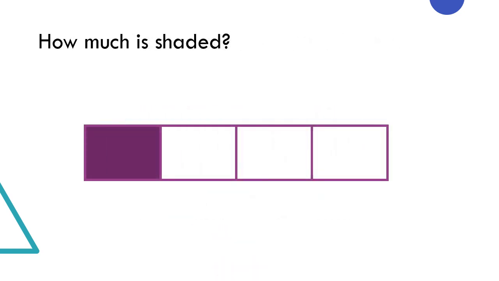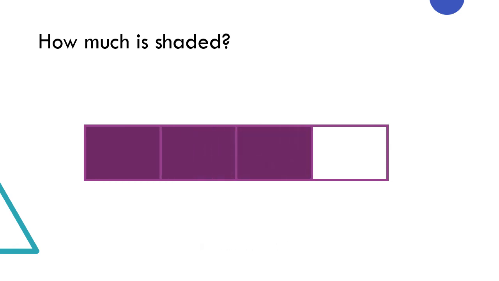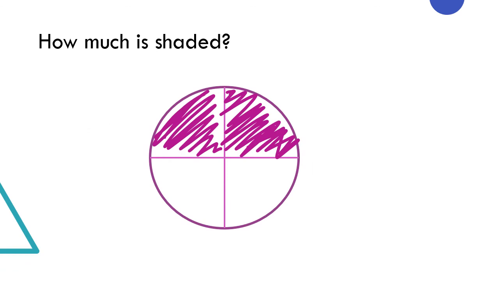Something new. How much is shaded? I see 1 piece is shaded. So is this 1/2, 1/3, or 1/4? This is showing 1/4. How much is shaded in now? There are 3 shares shaded, so 3 what? 3/4 is shaded.